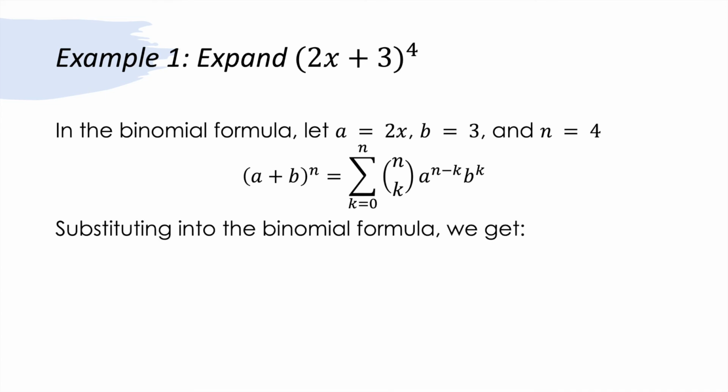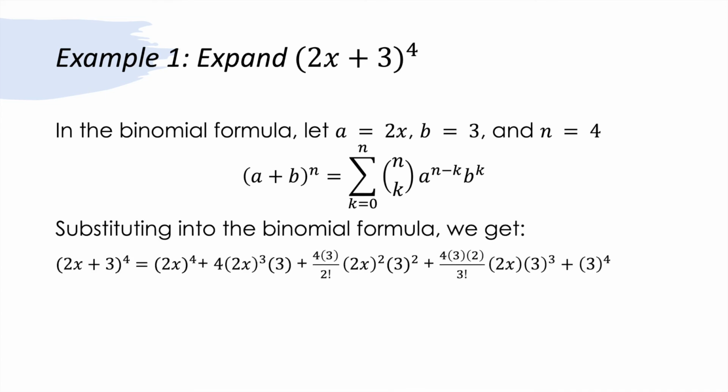So substituting into the binomial formula, we get that 2x plus 3 to the power of 4 equals 2x to the power of 4, that's going to be your first term, plus 4 multiplied by 2x to the power of 3, multiplied by 3, and so on, all the way until we get the last term, which is 3 to the power of 4. If you go ahead and simplify, you get a final answer of 16x to the power of 4 plus 96x cubed plus 216x squared plus 216x plus 81.